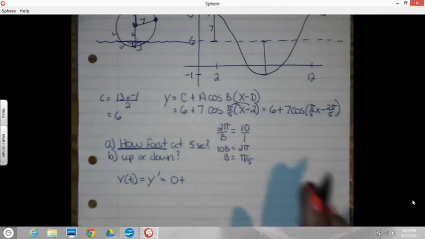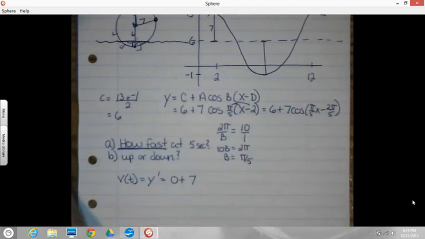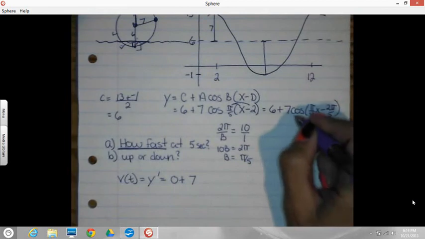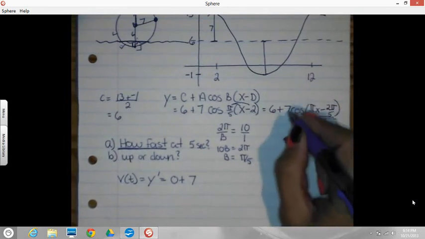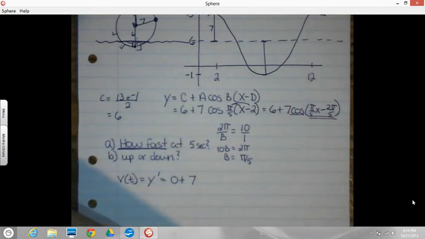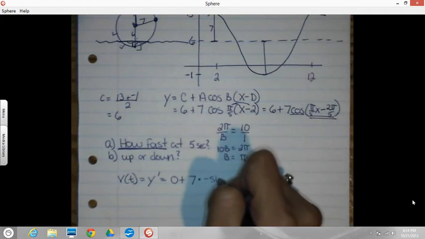Okay, so now I'm over here. So the 7's a multiplier. That just carries along. Same thing, I have a trig function left. Here's the outside. Here's the inside. Start with the outside. Derivative of cosine is always a negative sine. Keep the angle the same.